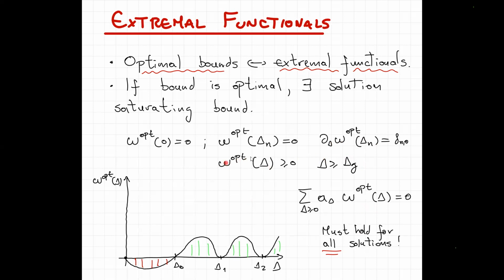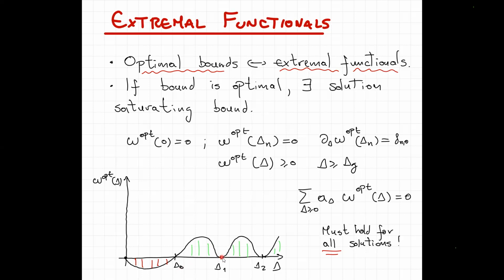So the only way in which it can remain positive and at the same time have these zeros is if the zeros are double zeros. So schematically, our optimal function would look like this. It kills the identity, then it flips sign here at delta gap. So delta zero is delta gap optimal. And then it has to be positive, non-negative.